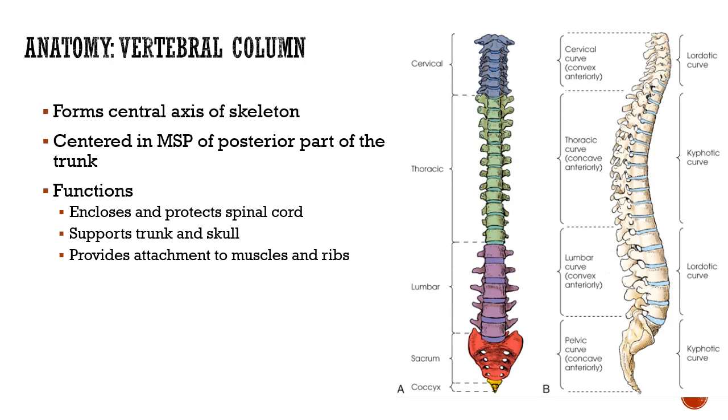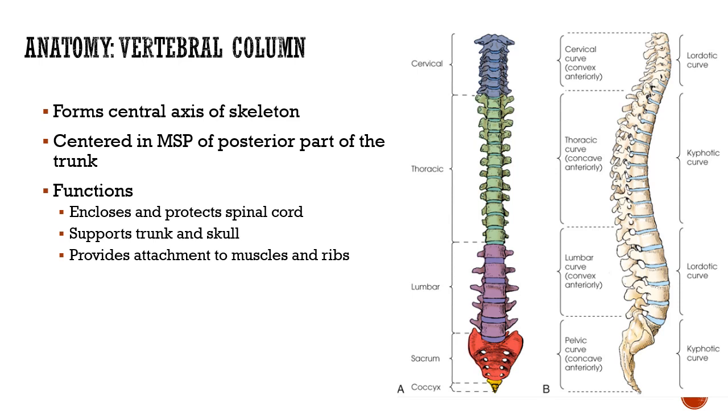To begin with, the vertebral column forms the central axis of the skeleton. It's centered in the mid-sagittal plane of the posterior part of the trunk, and its functions are to enclose and protect the spinal cord, to support the trunk and the skull, and to provide attachment to muscles and ribs.